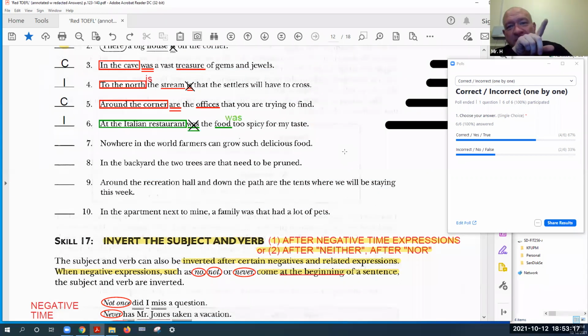Oh, we forgot to fix number 6, didn't we? Yes. All right, it's fixed now. But number 7, you said the farmers, right? And the verb? Can grow. Okay, so is this inverted, or is this a normal word order? Normal, right?